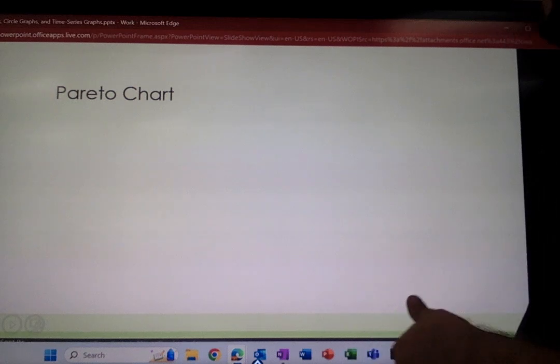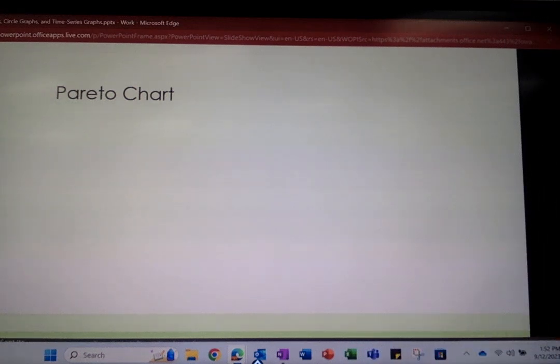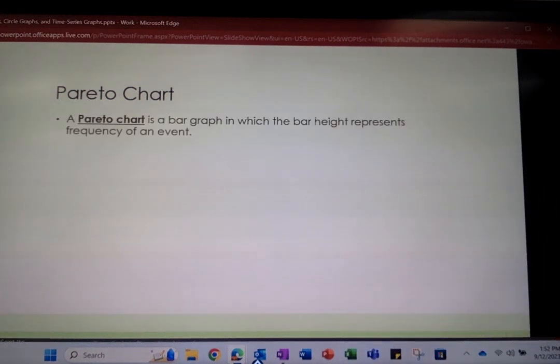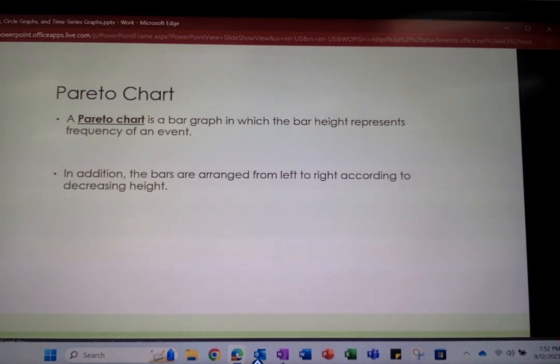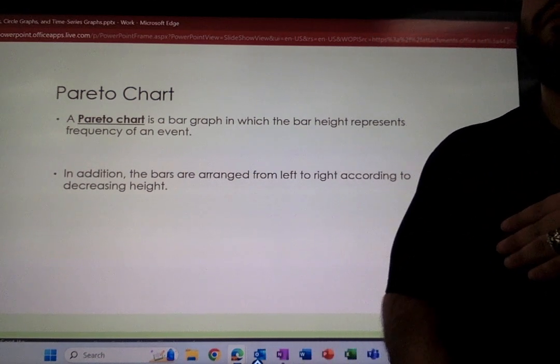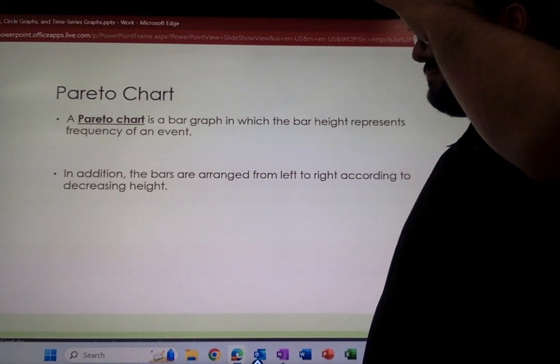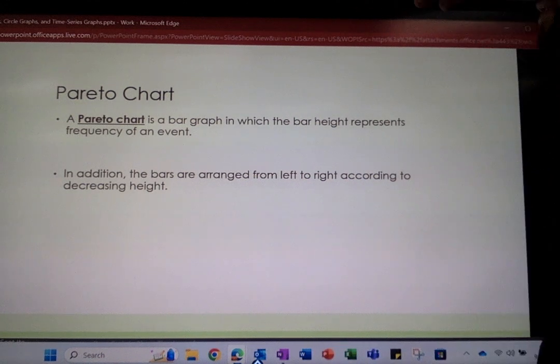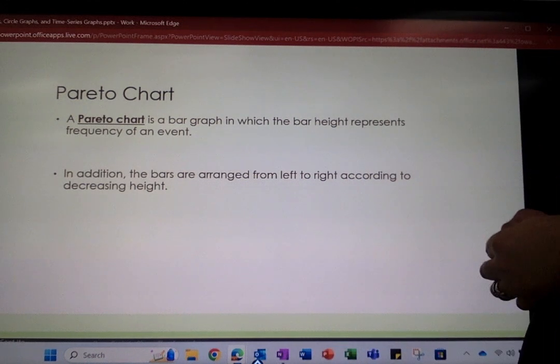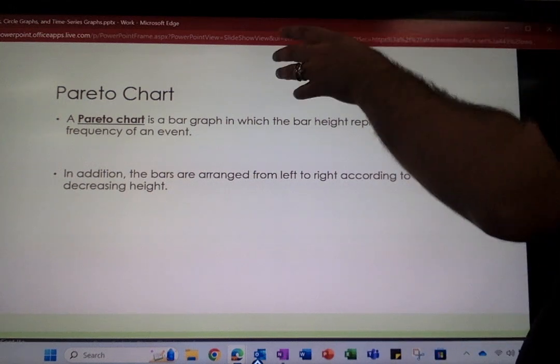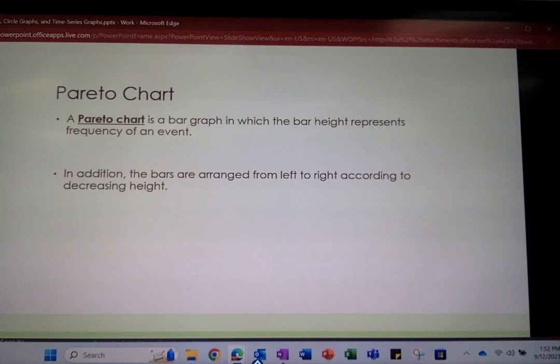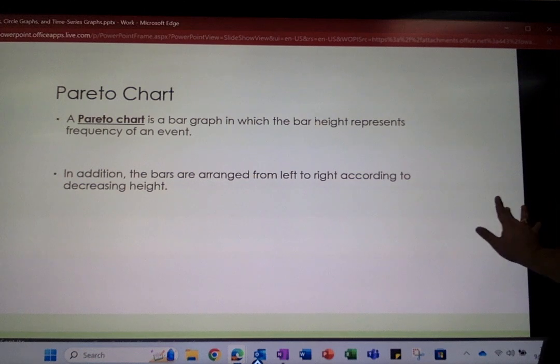Another type of bar graph is called a Pareto chart. A Pareto chart is a bar graph in which the bar height represents the frequency of an event. In addition, the bars are arranged from left to right according to decreasing height. In other words, a Pareto chart acts as a frequency tool. You record the frequency of an event, start with the bar with the highest frequency, and work your way down in decreasing order from largest to smallest.